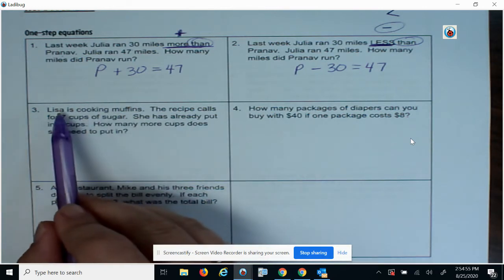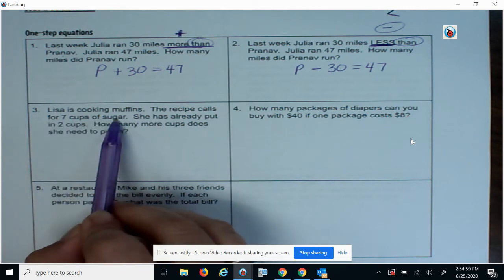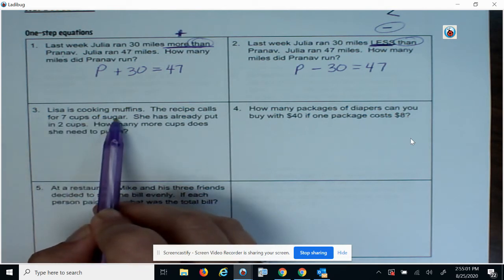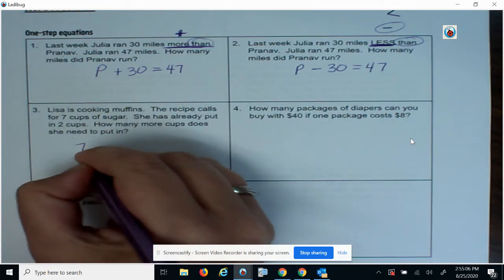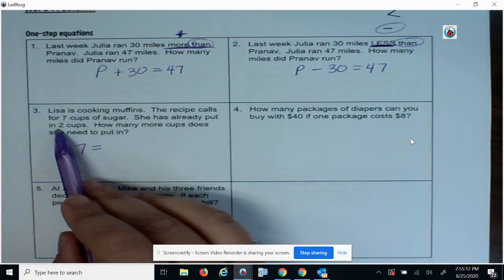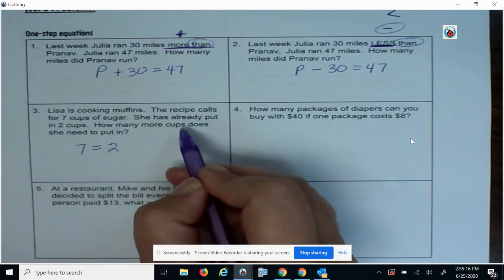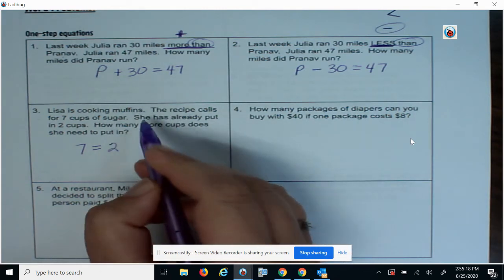Okay, so first number we see is the 7. The recipe calls for 7 cups of sugar total. So that means it's a total. So it's 7 equals. Okay, and she's already put in 2. How many more cups does she need to put in?